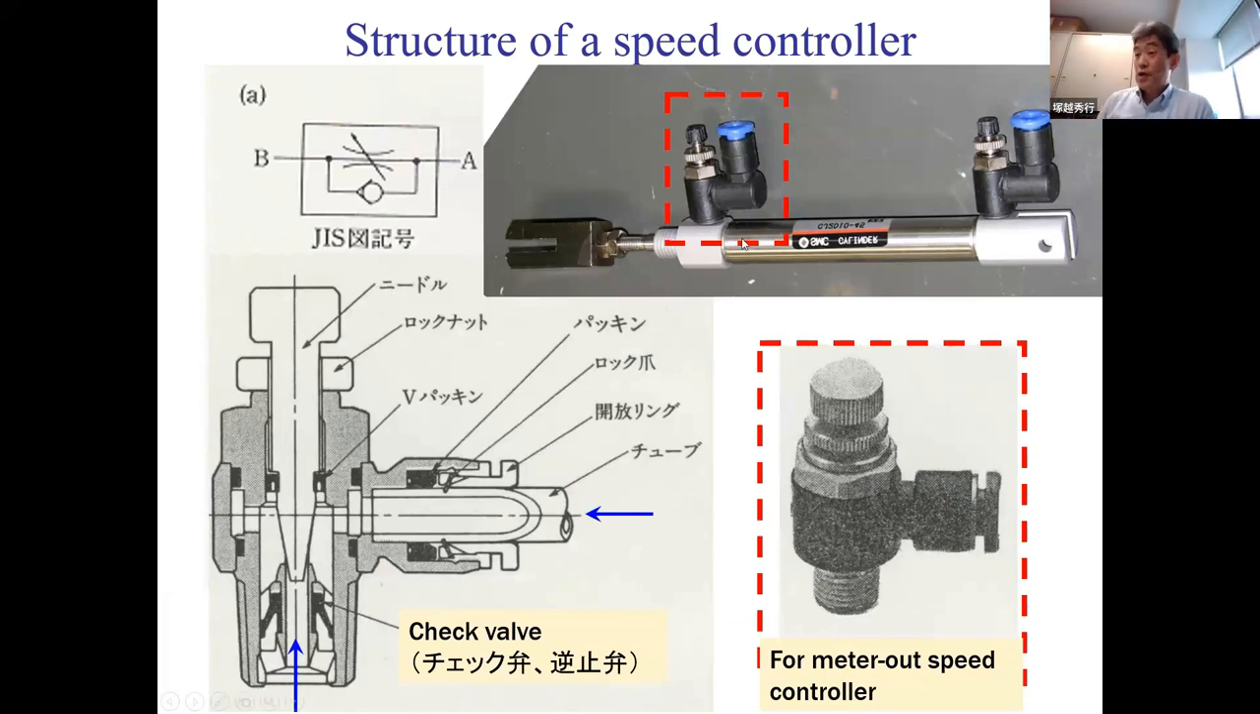This is the structure of the outer view of the speed controller. And the inside of this valve contains the check valve and the restriction. Here, it is connected to the pressure power source, and it goes through this way. And here, there is no throttle valve. But if the pressure is supplied from the cylinder, it cannot go through this way because it works on the check valve. It only allows flow this way. And in this case, here, the flow rate itself is reduced. Then it is controlled.